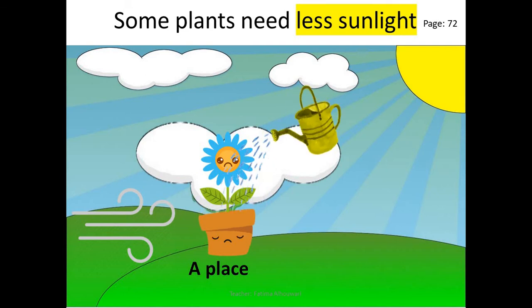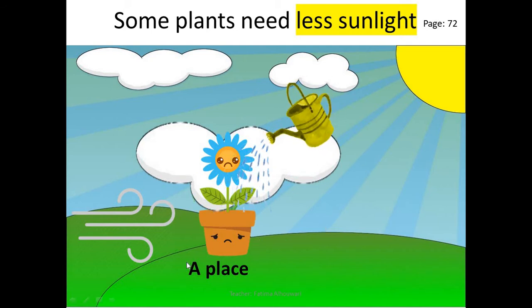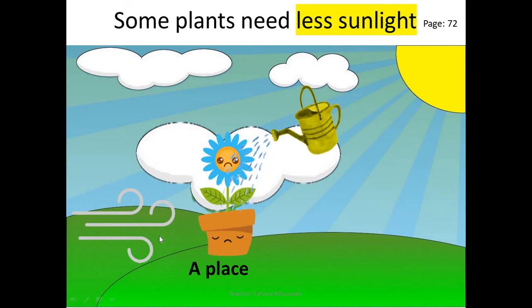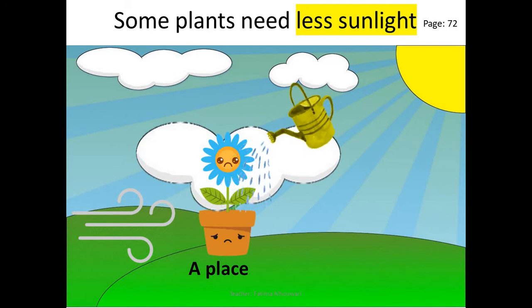What's wrong here? This flower, we can see that it gets sunlight and water, a place, and air. It gets everything it needs. So why does it look sad? What do you think? It looks sad. Why? I will tell you, grade 1.